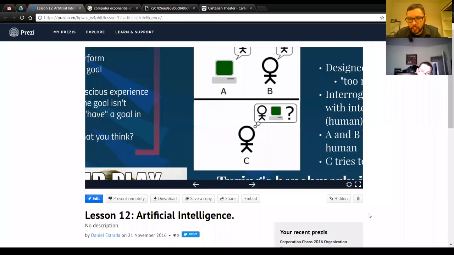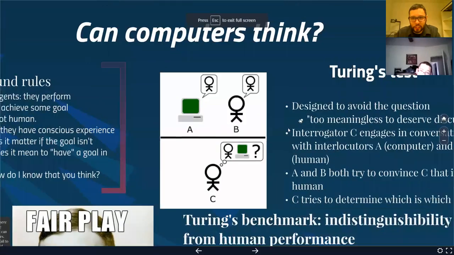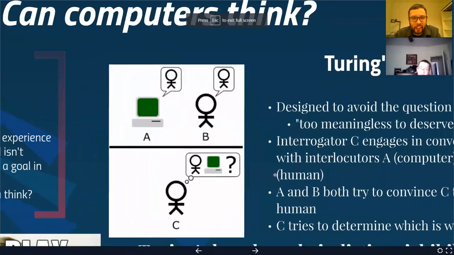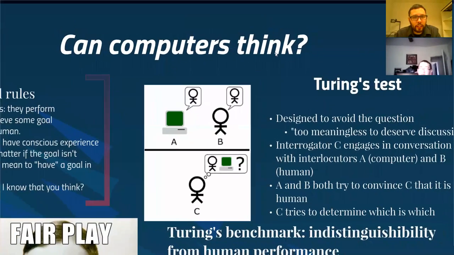I'm way over time. I'm going to keep running through this though, because this is the Turing test. This is the critical thing. So Turing wants to give an answer to the question, can machines think? And he wants to give an answer that's scientifically respectable, that's not just making stuff up, and that can actually be put into a lab and tested.